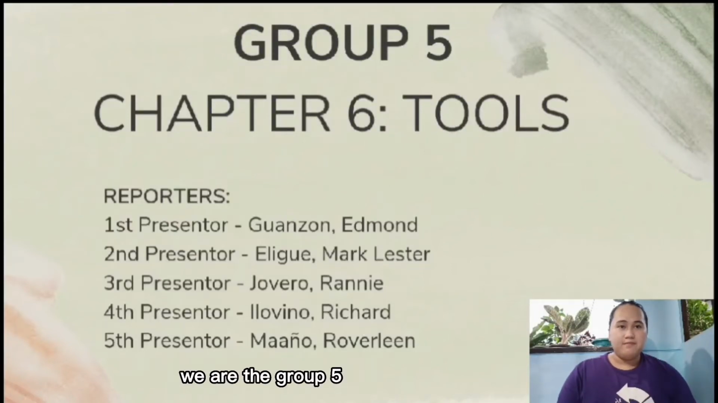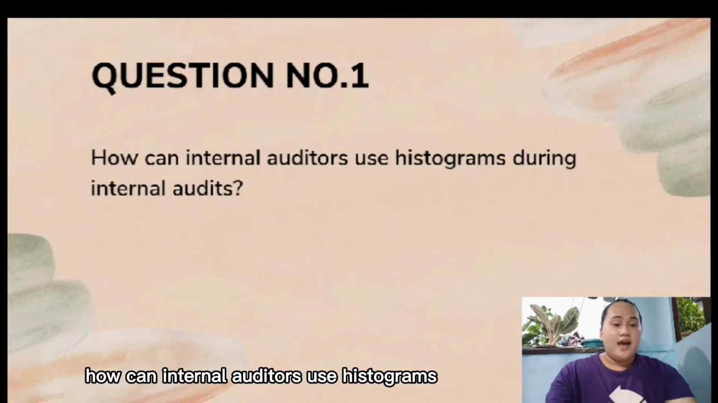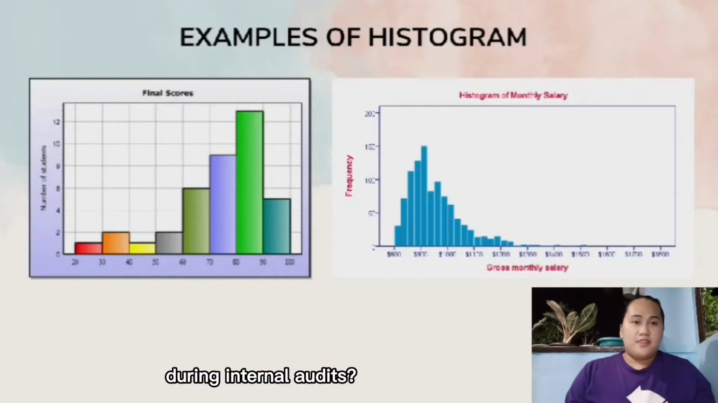We are Group 5 and we are assigned to report Chapter 6, which is the tools used in operational audit. The first question is, how can internal auditors use histograms during internal audits? These are examples of histograms.